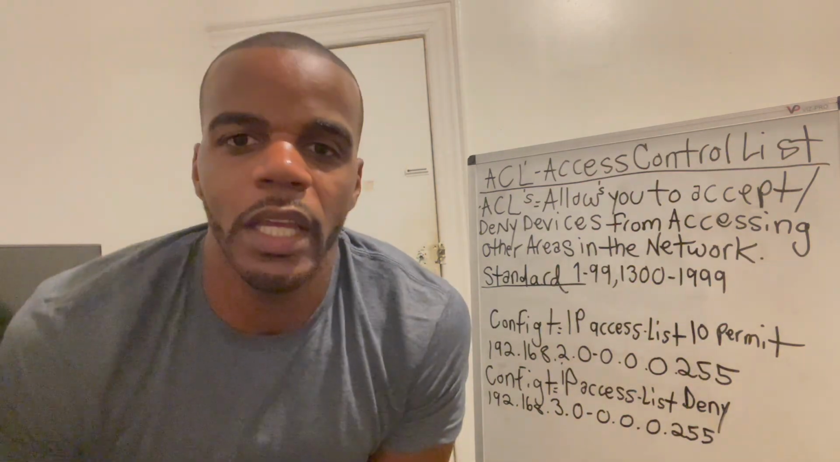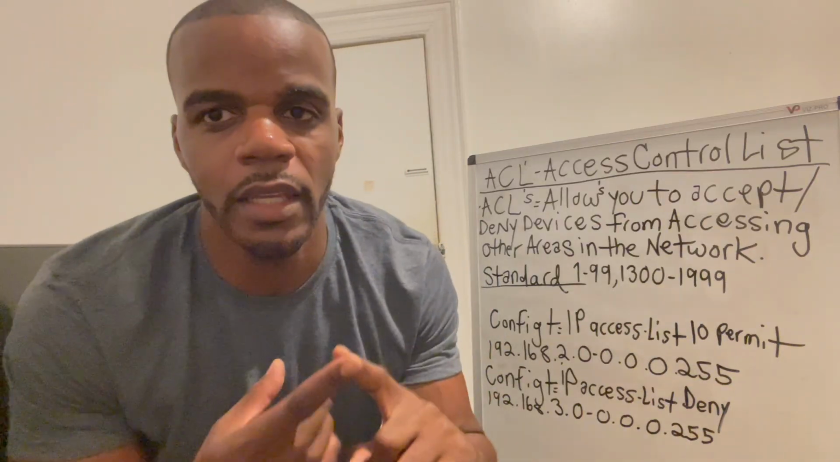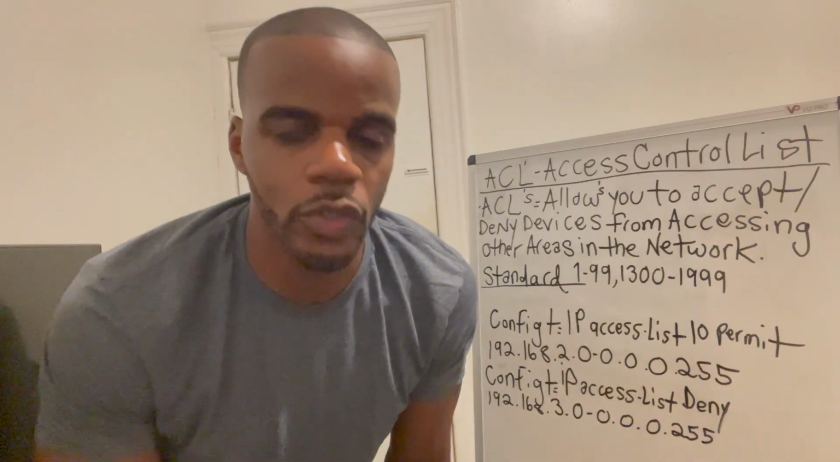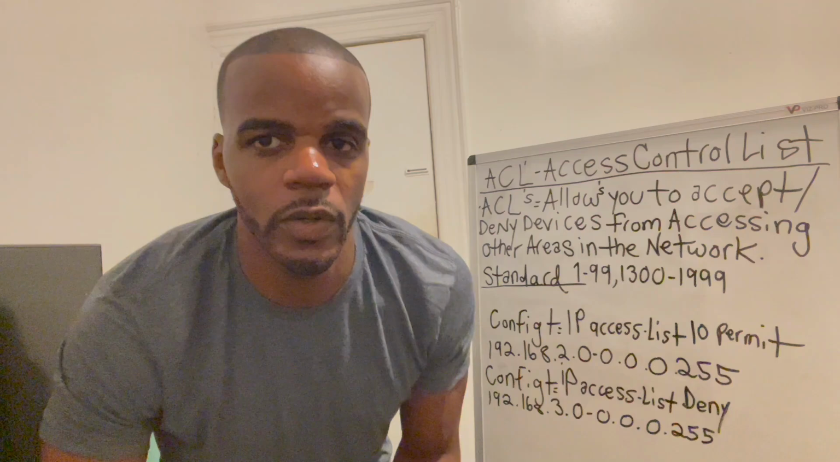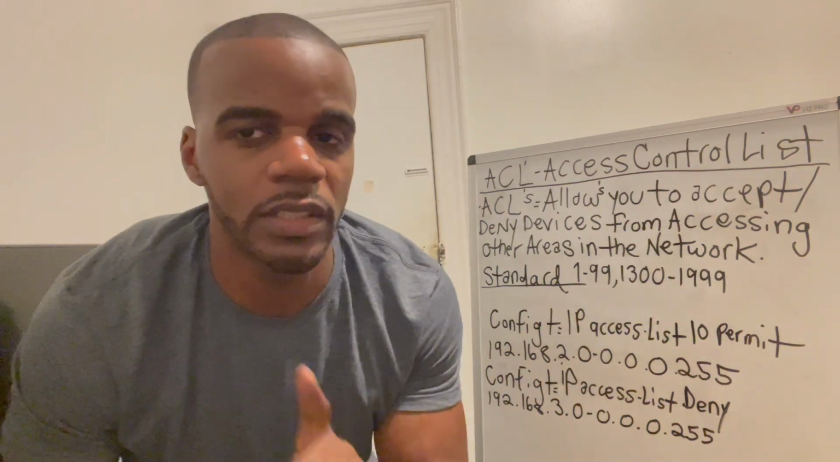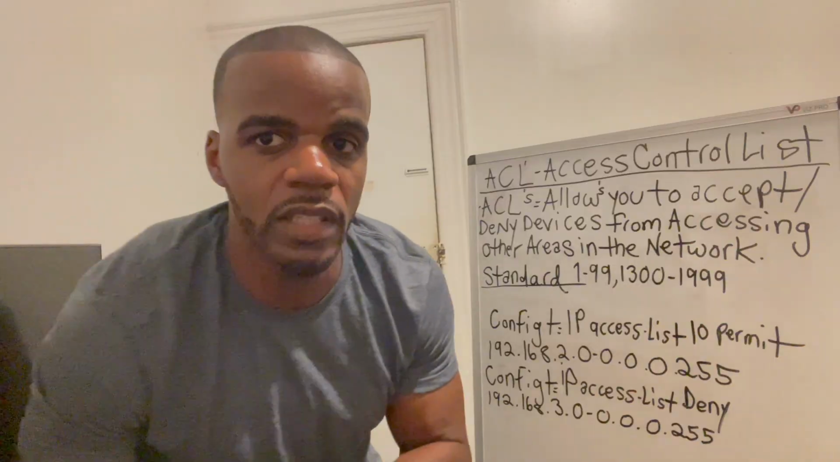Let's say we have two networks, Network A and Network B. Network A can't use the internet, and Network B can use the internet. So we're gonna create an ACL that stops Network A from using the internet, and we're gonna create another ACL that's gonna allow Network B to use the internet. Y'all understand? All right, relax. If you don't understand, I'm gonna break it down even easier.